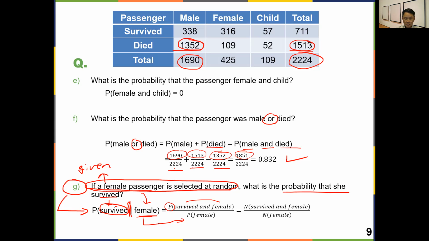Now, remember in the contingency table question that P, we can exchange that to N, and we simply need to count how many. So how many are survived and female? Survived and female, where is it? Right here, 316. How many of them are female altogether? Right here, 425. So it's going to be 316 on the top, 425 on the bottom. Type it in your calculator, and this is what we get, just like that, right?